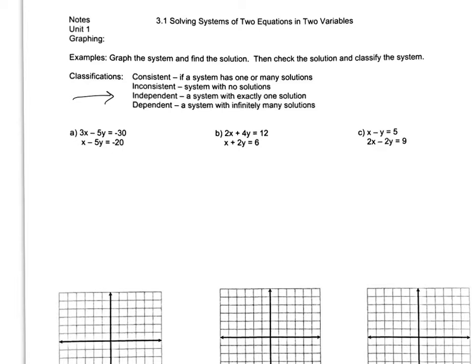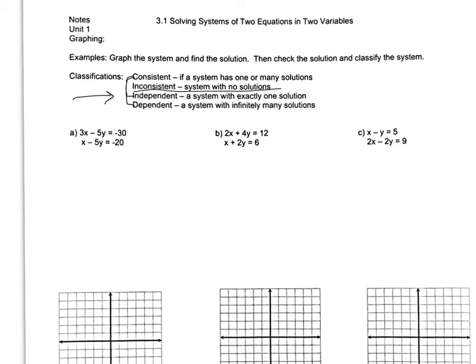If it's consistent, then it has one solution or many solutions. That happens most of the time, so most of the things are consistent. Inconsistent means no solution, and if it's inconsistent, then that's all it is. Now, consistent, because it has more than one possibility, could also be combined with independent or dependent. So it could be consistent and independent, or consistent and dependent. But inconsistent is kind of on its own.